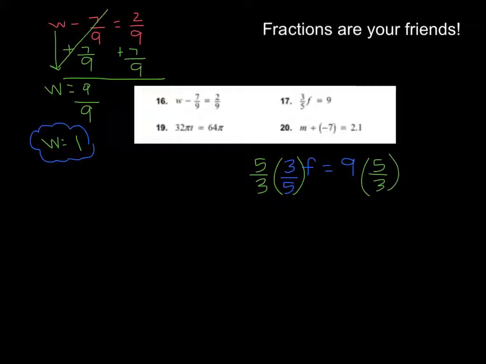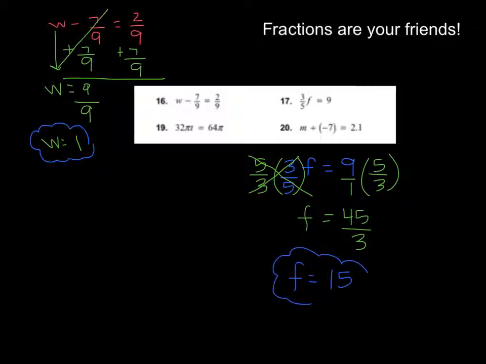So when I do that, 5/5 cancels, 3/3 cancels, and I'm left with 1F. Then when you do your multiplication on the other side, remember, this is like 9/1. So I multiply my numerators. 9 times 5 is 45. 1 times 3 is 3. Now, once again, this is just a division problem. So 45/3 actually divides out, and it makes 15. So F is equivalent to 15. Okay? All right, let's look at number 19.